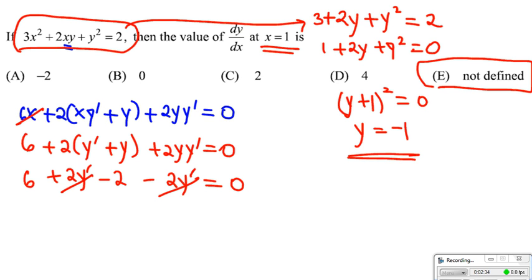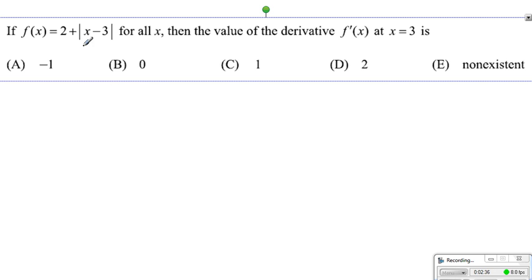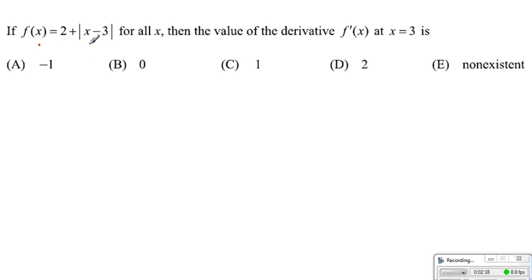Alright, next question. Here we have f of x. In fact, when you look into this one, we want f prime when x equals 3. But when x equals 3, we see that the absolute value is not differentiable there, meaning the slope from the left side will not be equal to the slope from the right side. By the definition of differentiability, we realize that the slope does not exist.